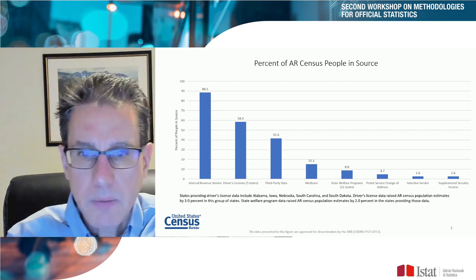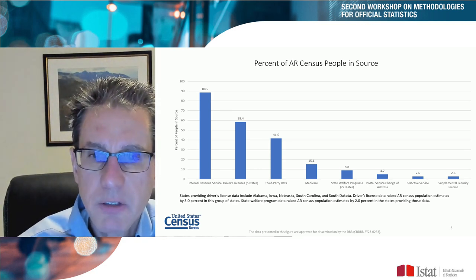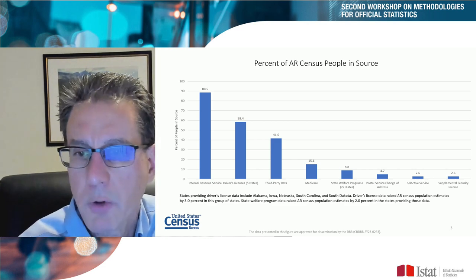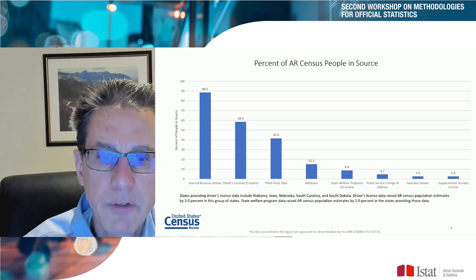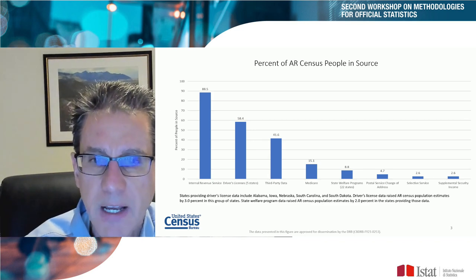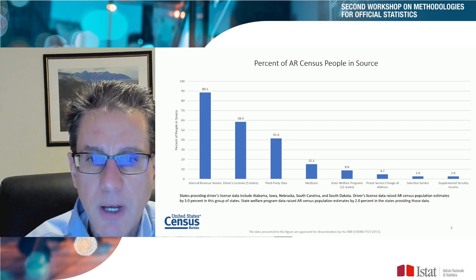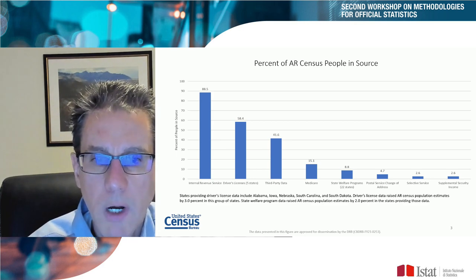So here I'm showing the share of the population or of the administrative record population that's coming from each of the sources. We use 31 sources, and I'm only showing a few of them here. Tax data, the Internal Revenue Service data, cover most people, 88.5% of the people, but they don't cover everybody. So not everybody has to file taxes, particularly lower income people. And so if you just relied on tax data, you would have a significant hole. And so that's why we have to turn to other sources as well.